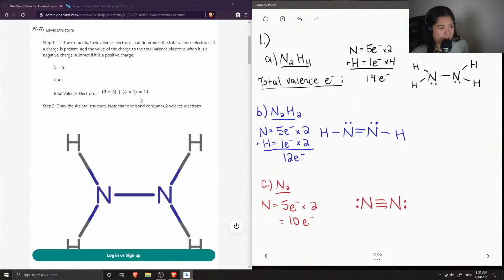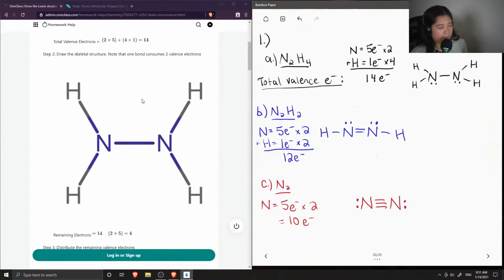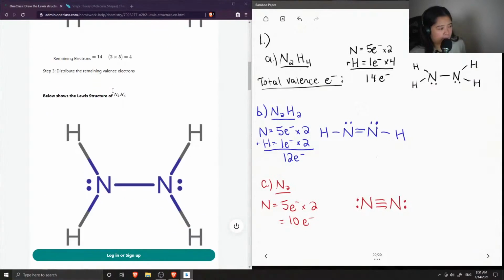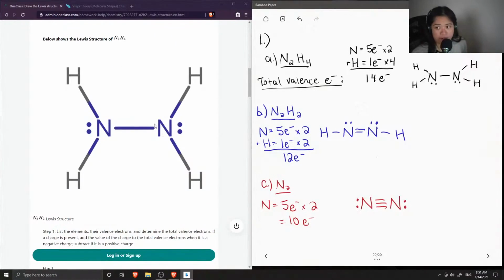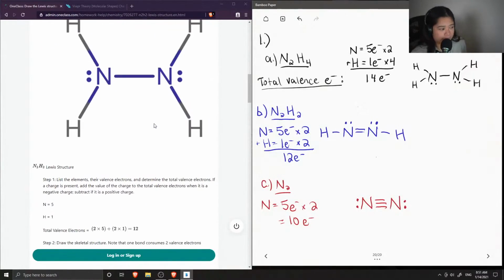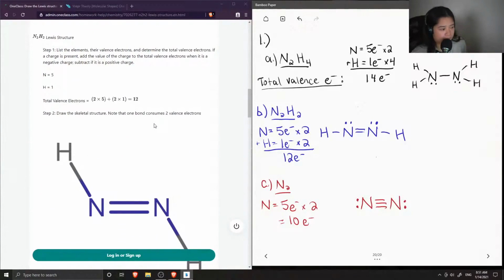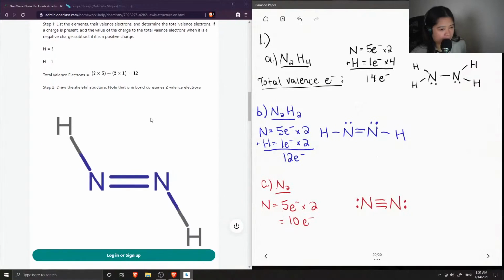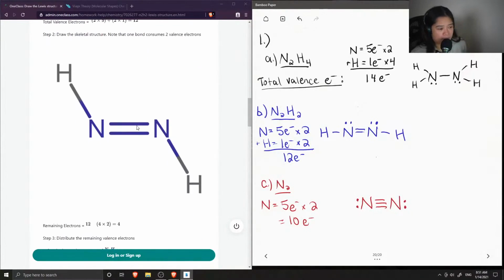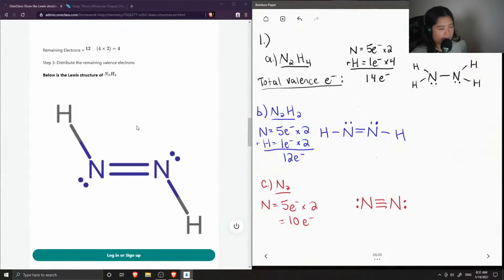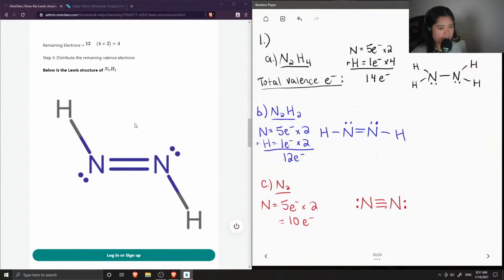So for the first structure, they got 14. And then they drew it out step by step. So first is the skeletal structure. And then next they added the 2 lone pairs, and that was their final structure. For part B, they did the same thing. They got 12 valence electrons. They made a double bond between the nitrogens. And then lastly, they gave each nitrogen a lone pair.